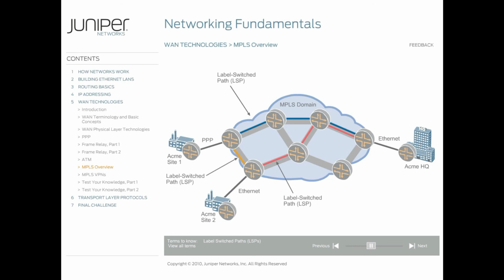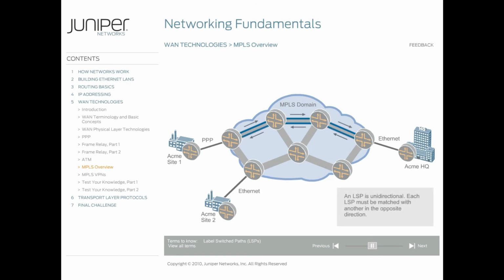A label switched path is known as an LSP. An LSP is similar to a Frame Relay virtual circuit, except that it is not dependent on a particular Layer 2 technology. One big difference, however, is that an LSP is unidirectional, so customers need a matching LSP in the opposite direction. Typically, both LSPs follow the same path in the network, as we show here. However, it's not a requirement, and LSPs can take other paths. For simplicity, we're only going to show one LSP for each location.